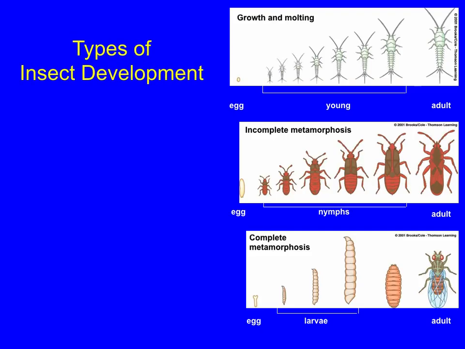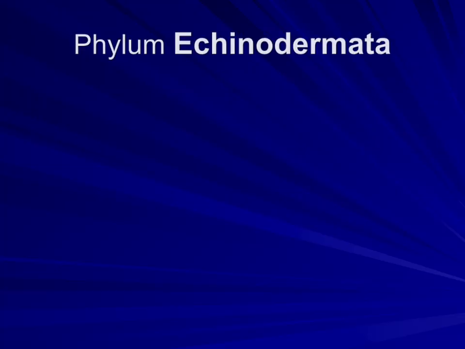We have the types of insect development. We have growth and molting. We have incomplete metamorphosis, and then you see the bottom one is a complete metamorphosis as it goes from a larva to an adult. Incomplete has nymphs, and growth and molting goes from egg to young to adult.